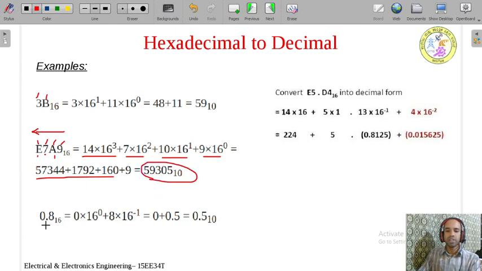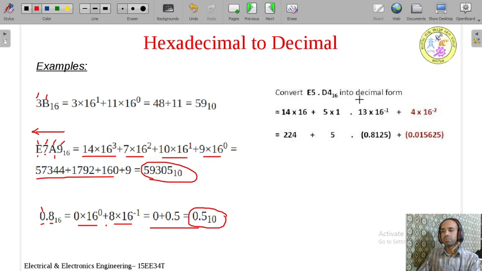Now we are having a fraction part. We are having the fraction part here, and the integer part here. The integer part should be multiplied with 16 power 0, and the dot is there, and then you need to take the fraction part. What is the fraction? 8 is the fraction. This should be multiplied with 16 power minus 1. Suppose if you have one more digit here, you have to multiply that with 16 power minus 2. Then you take the summation. It is equal to 0.5.